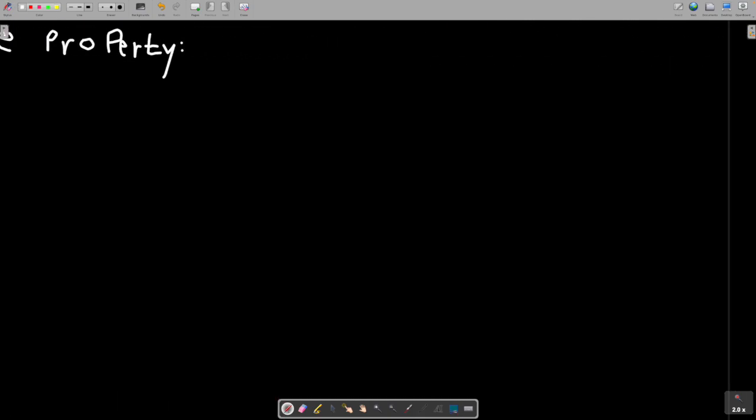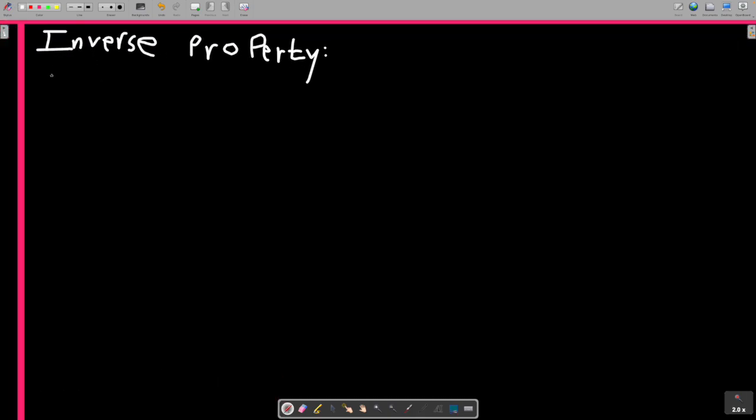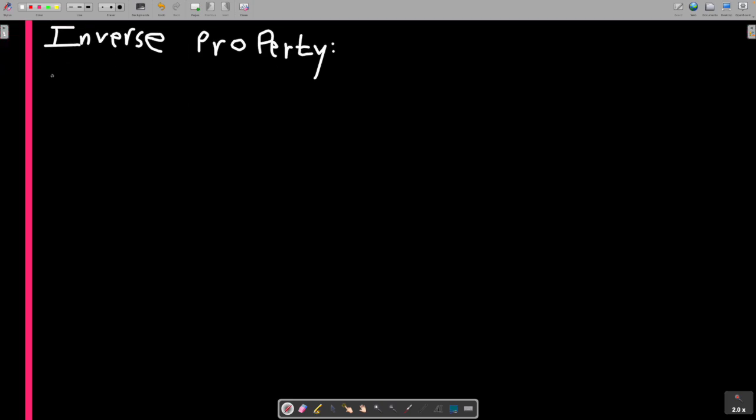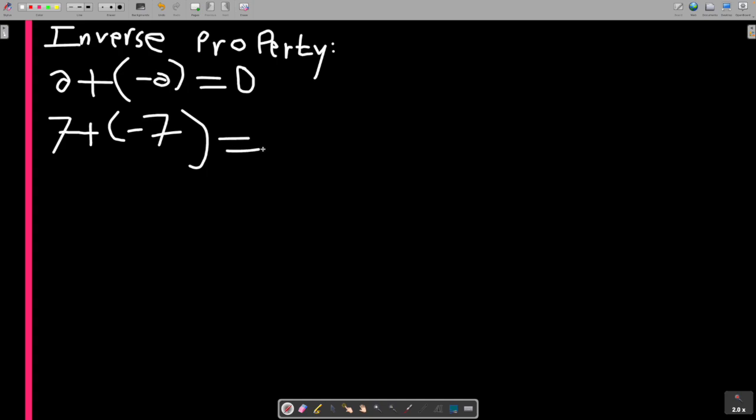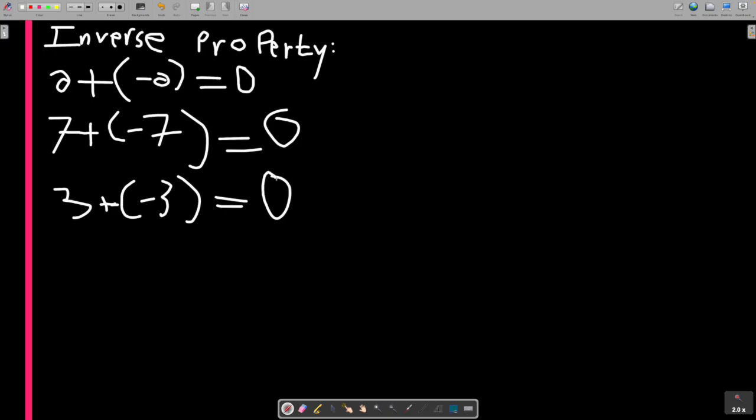Next, we have the inverse property. This is a plus negative a equals 0. This means if you add any number's negative, you will get 0, always. So 7 plus negative 7 is equal to 7 minus 7, which is just 0. 3 plus negative 3 is equal to 0 too.